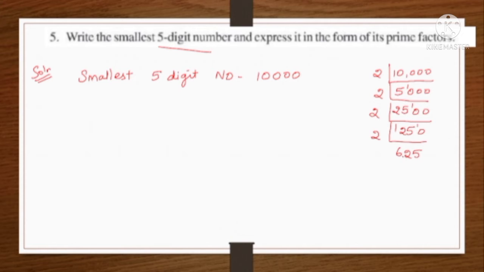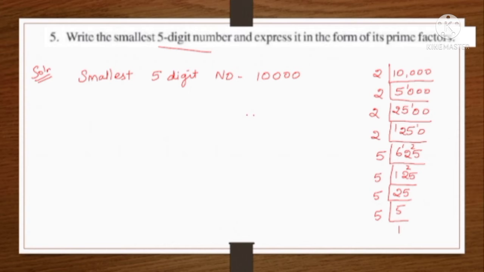Since the number is ending with 5, we can choose the 5 table. 5 1s are 5, balance 1, 5 2s are 10, balance 2, 5 5s are 25. Once again with the 5 table, 5 2s are 10, balance 2, 5 5s are 25. Once again with the 5 table, 5 5s are 25. Then 5 1s are 5.